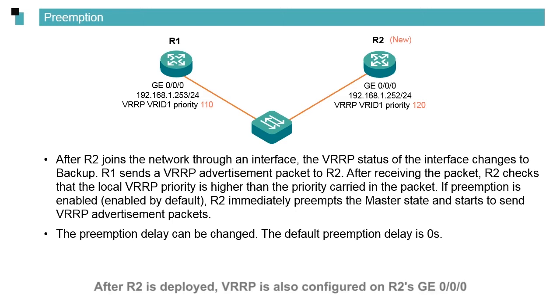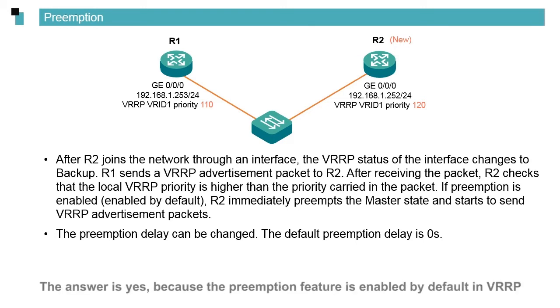After R2 is deployed, VRRP is also configured on R2's GE 0/0/0 and the priority is set to 120. R1 and R2 join the same VRRP backup group. In this case, can R2 preempt the master role of R1? The answer is yes, because the preemption feature is enabled by default in VRRP.